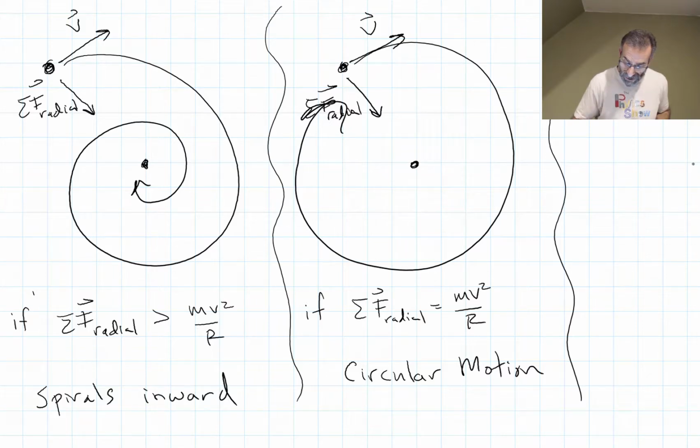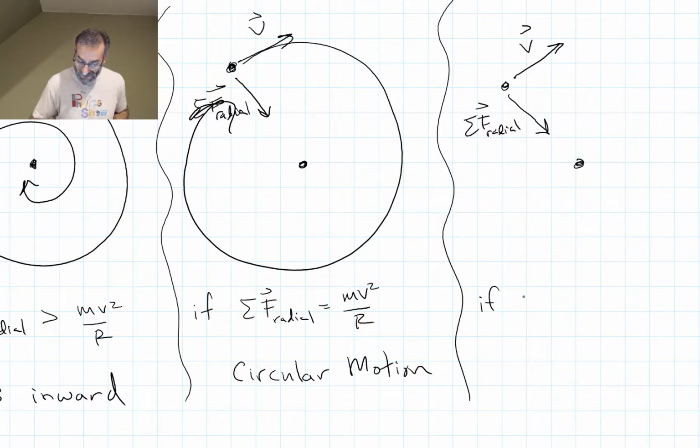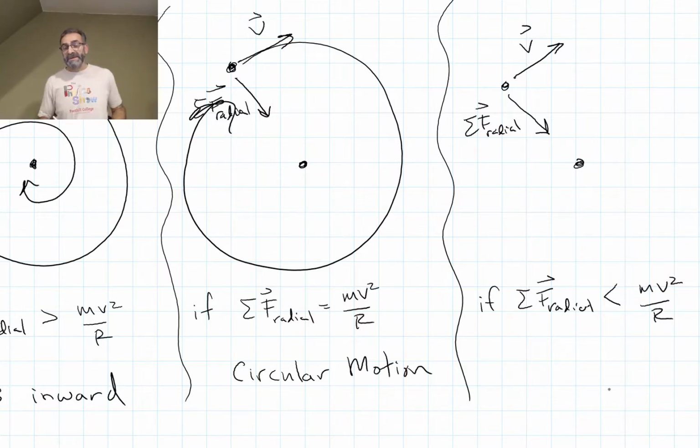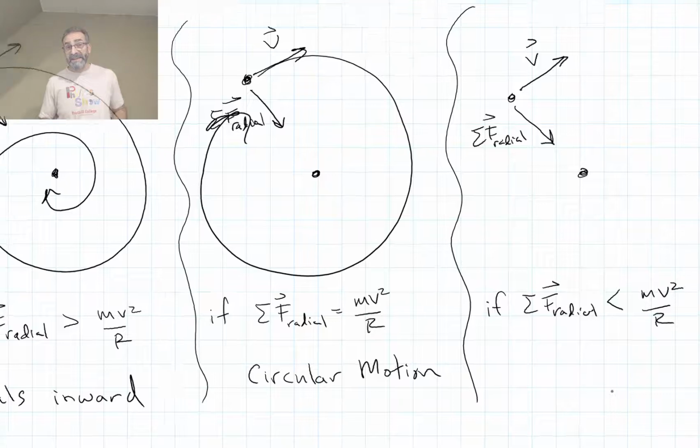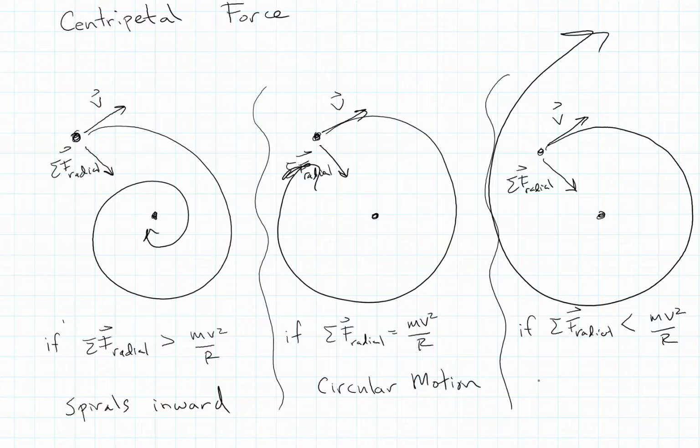And what happens if our object has some velocity, and there's a net force acting on it in the radial direction? What happens if that net force is too small? Too small for circular motion. It's less than the special value we need for circular motion. What's our object going to do? Spiral outward.